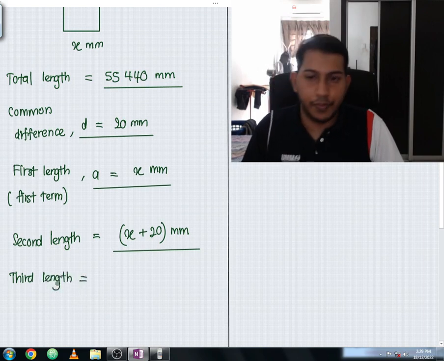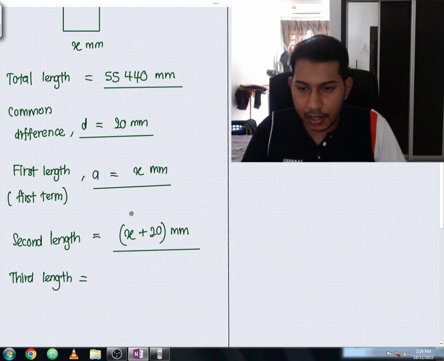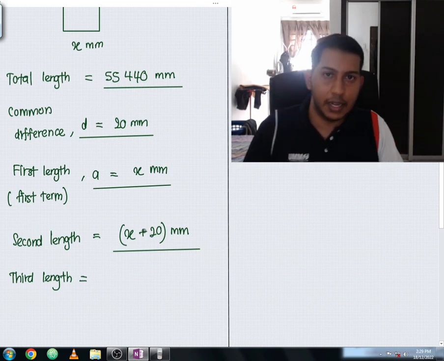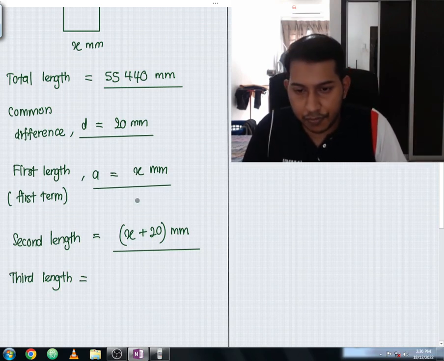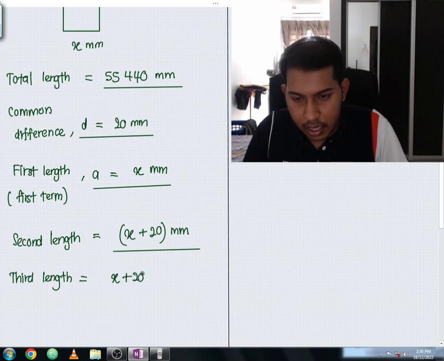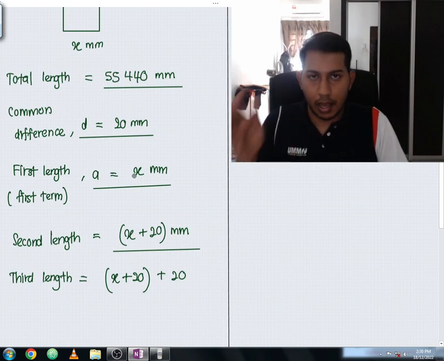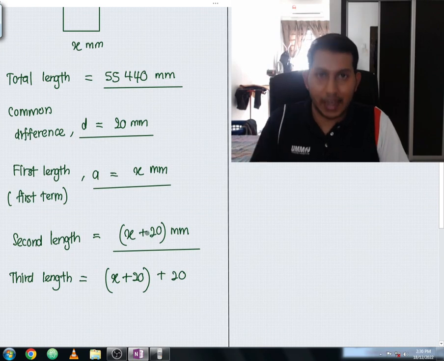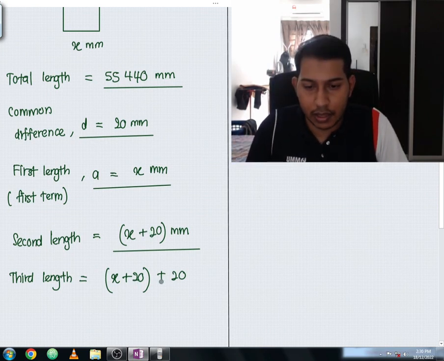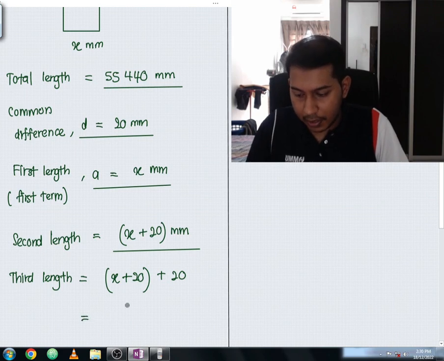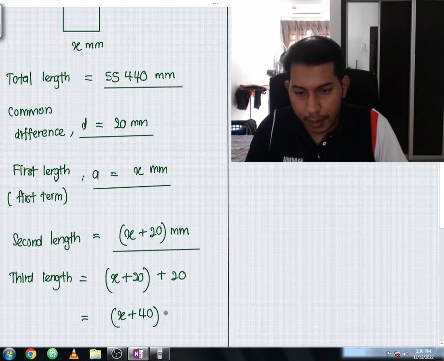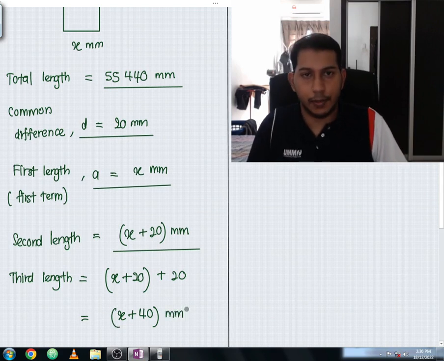Okay, third length is similar, it is increasing subsequently, guys. Okay, 20 mm is based on the T2. So this is your T2. So x plus 20 and then plus another 20. Because first term x mm, and then x plus 20 mm, and then plus another 20 mm. So from here x plus 20 plus 20, you get (x + 40) mm.